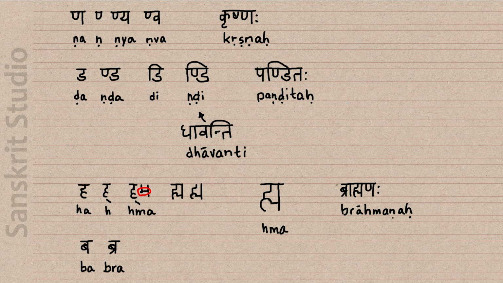Okay, so that's the script issues done. Let's go on to sheet number 3, where we will be talking about asti and the dual forms of asti.